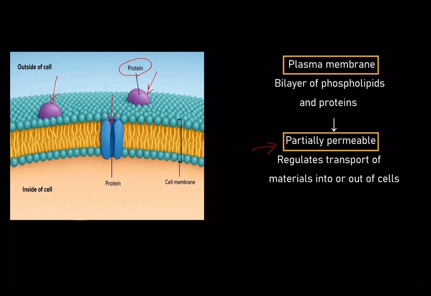Now, why such an arrangement for the plasma membrane? The phospholipid bilayer is partially permeable, allowing only small nonpolar molecules to pass through. They can easily get across the membrane, but large polar molecules cannot pass through the bilayer and therefore make use of channel proteins, these proteins, to pass through the membrane. And proteins in the membrane have other functions too, but that's not going to be covered in this video.